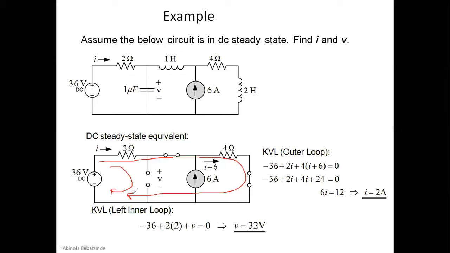Now you can also carry out KVL in this other loop, the second loop that has V in it. KVL here would mean we have minus 36, because we are also traversing from negative to positive in the 36 volts.